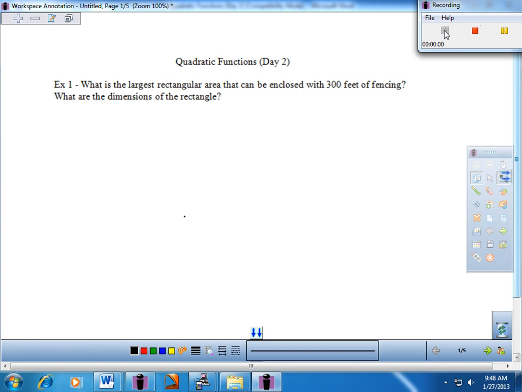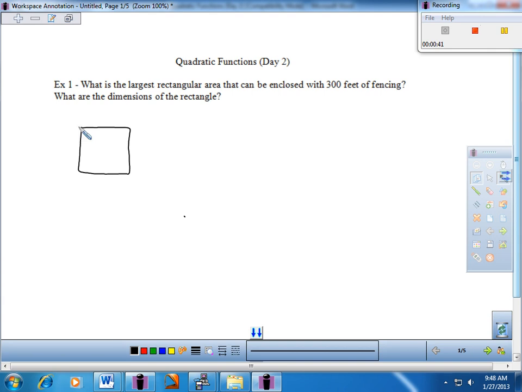A little contrived, but I kind of like it to review what we looked at on the previous notes worksheet. So it says, what is the largest rectangular area that can be enclosed with 300 feet of fencing? What are the dimensions of the rectangle? So we've probably done a couple of these before. We're going to construct a quadratic function and then manipulate that quadratic function in order to answer the question.